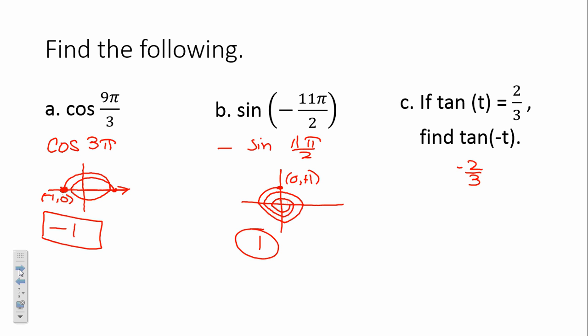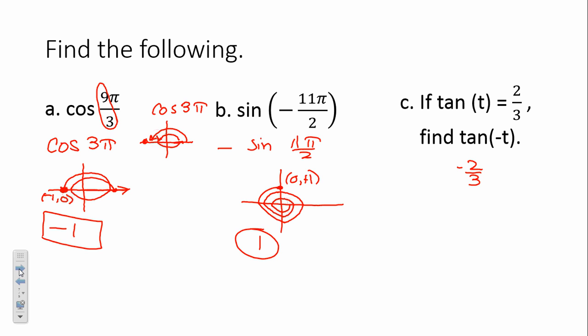Absolutely. Okay, so part A, cosine of 9 pi over 3. Well, first of all, we have to recognize that that's not simplified. Okay, so 9 divided by 3 is 3. So this is the cosine of 3 pi. Now, pi is a half of a rotation around the circle. So there's pi radians. Now we need 3 of those. So that was one of them. Here's 2, and then we go one more time, and now we're at 3. And then we figure out this ordered pair and use the x value. Okay? Any other ones that weren't clear?